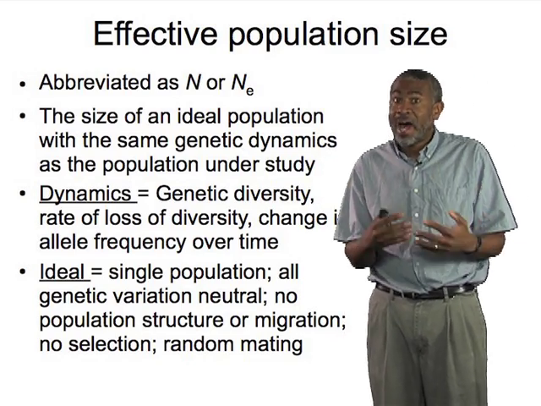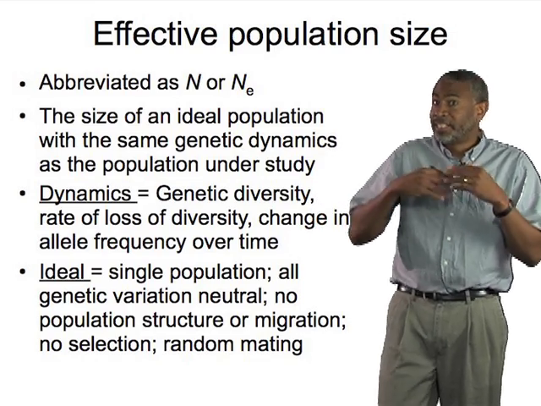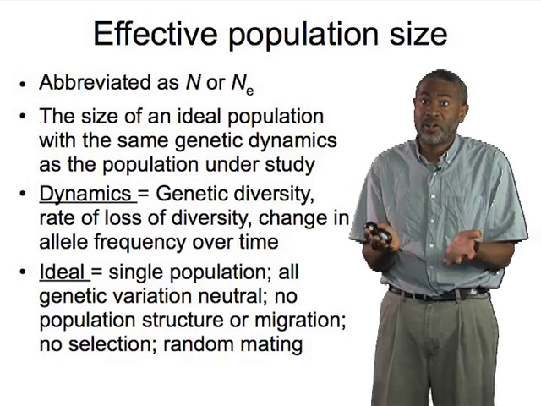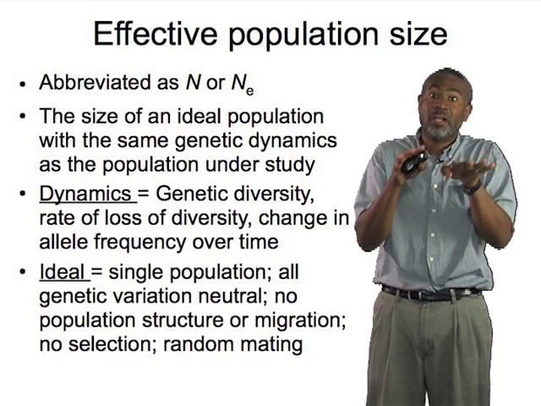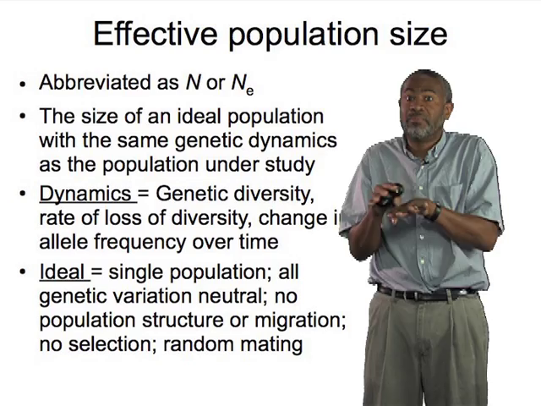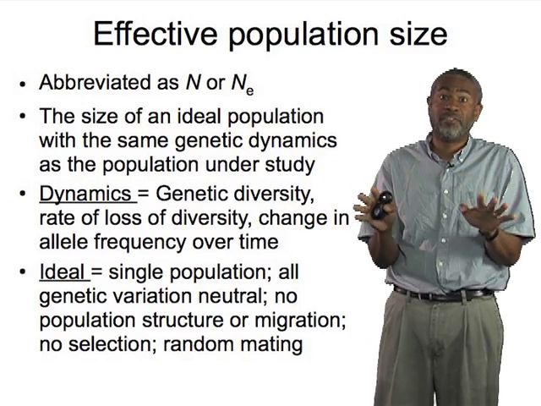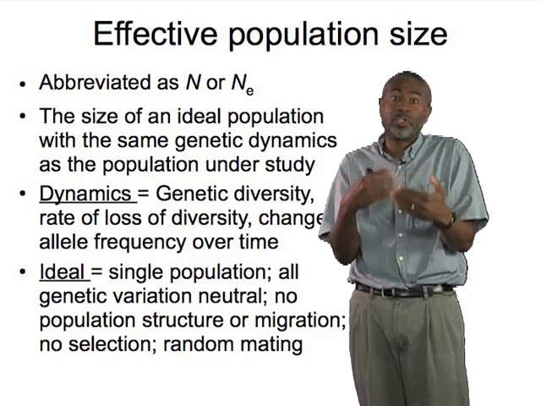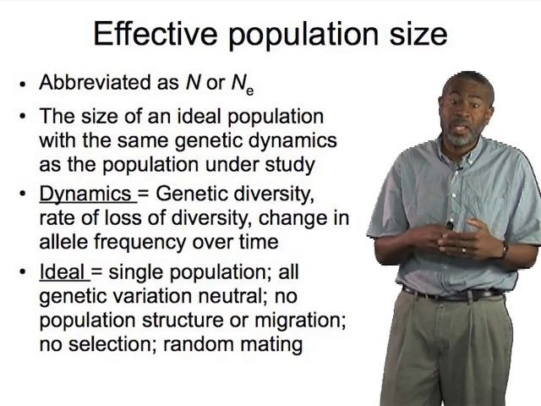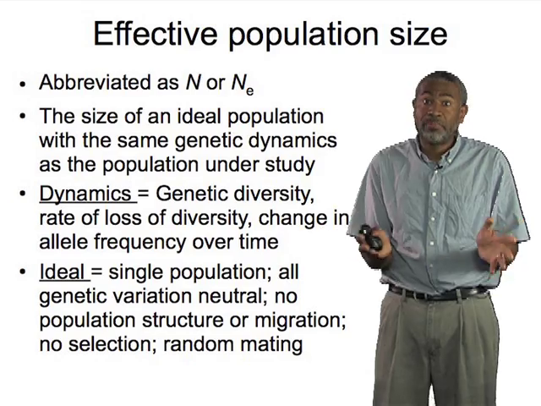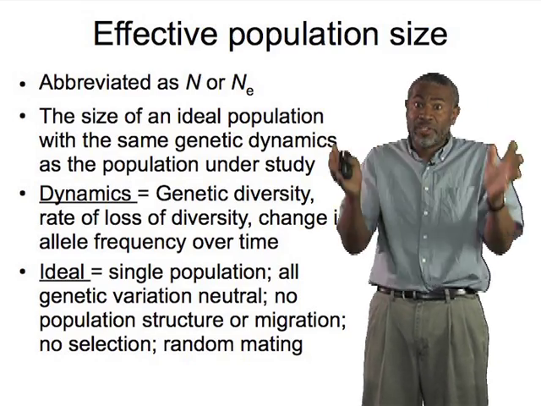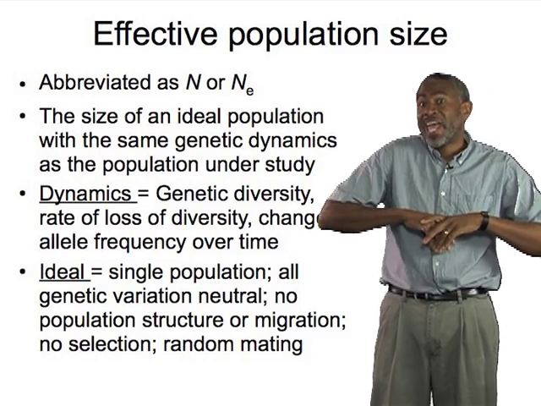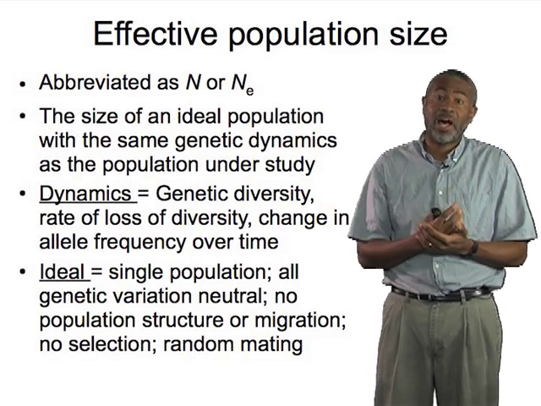By ideal, I mean a single population where there's no natural selection at all. Everything is neutral, meaning allele A and allele B don't change the fitness of the individuals bearing those alleles. Every allele is, in terms of fitness, the same. There's no population structure, meaning there's no subdivision of this population into more fine units. And we have completely random mating within that single population.